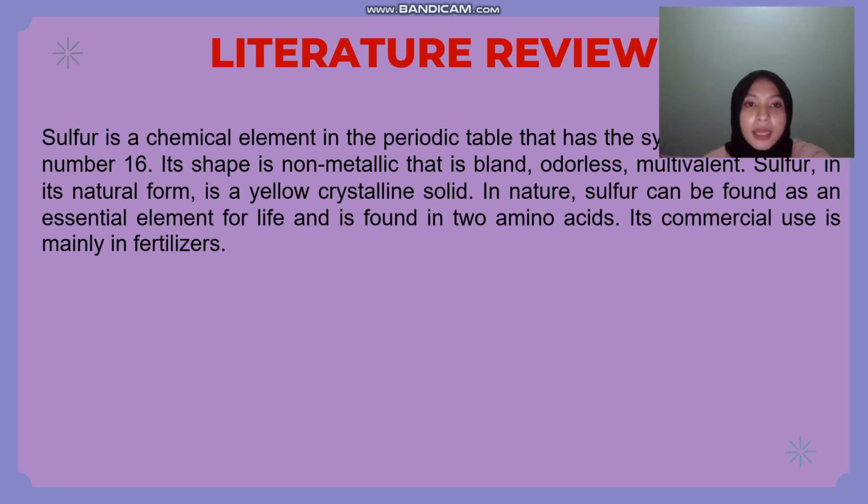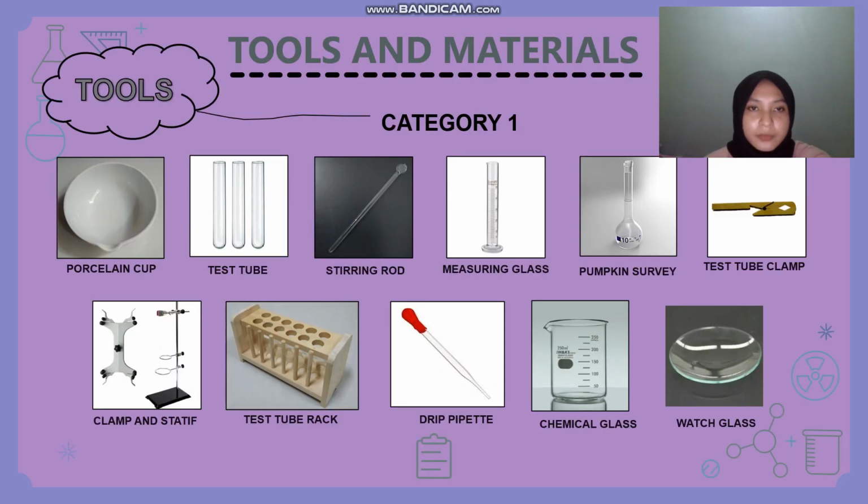Sulfur is a chemical element in the periodic table that has the symbol S and atomic number 16. Its shape is nonmetallic, bland, odorless, multivalent. Sulfur in its natural form is a yellow crystalline solid. In nature, sulfur can be found as an essential element for life and is found in amino acids. Its commercial use is mainly in fertilizer.